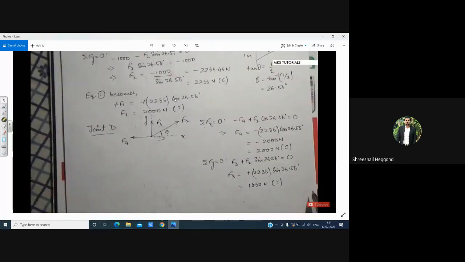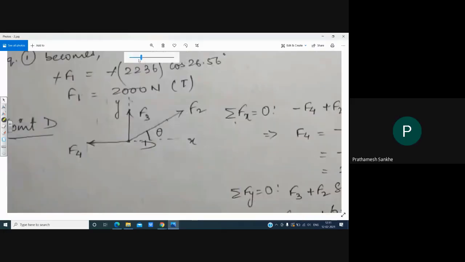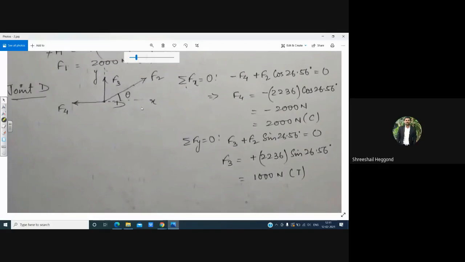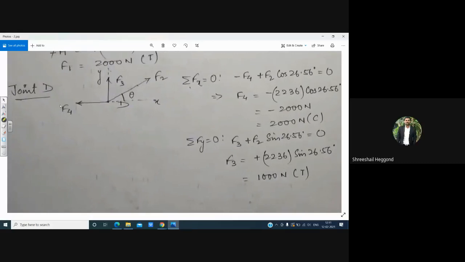Consider joint D. Once you are done with 2000, consider joint D.